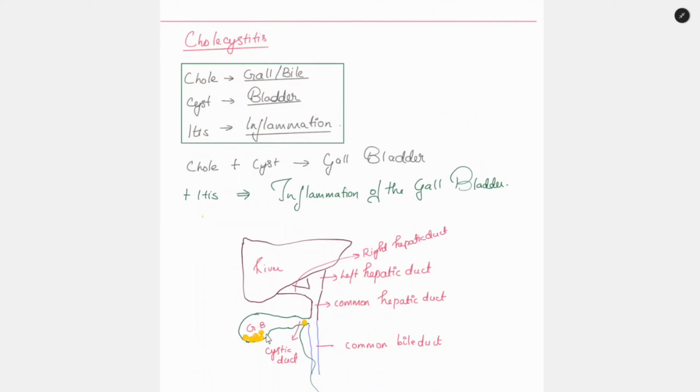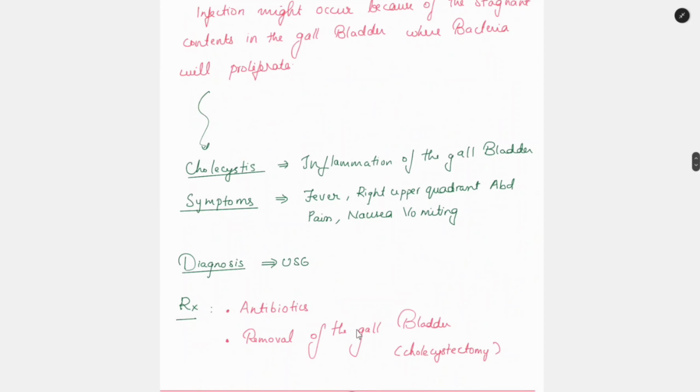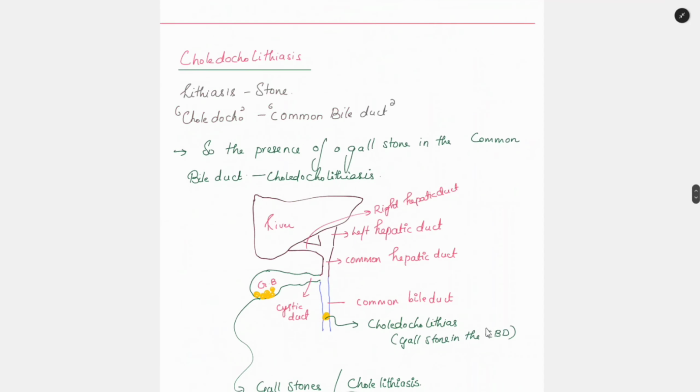Cholecystitis is a sequela of cholelithiasis. When the gallbladder stone moves through the cystic duct and obstructs the cystic duct, it causes inflammation of the gallbladder, which is called cholecystitis. The treatment part is again antibiotics and removal of the gallbladder, which is called cholecystectomy.